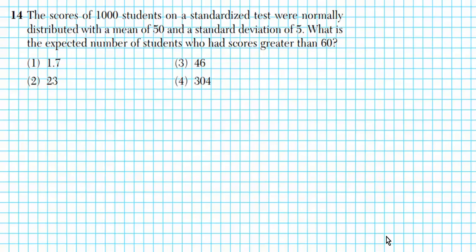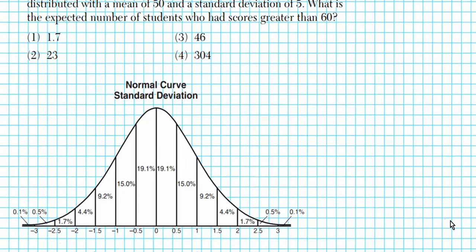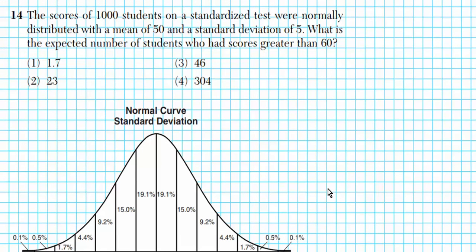All right, let's take a look at number 14. It says the scores of 1,000 students in a standardized test were normally distributed with a mean of 50 and a standard deviation of 5. What is the expected number of students who had scores greater than 60? On your reference sheet, you'll be provided with a normal curve for standard deviation, and that's what you're going to use for this problem.